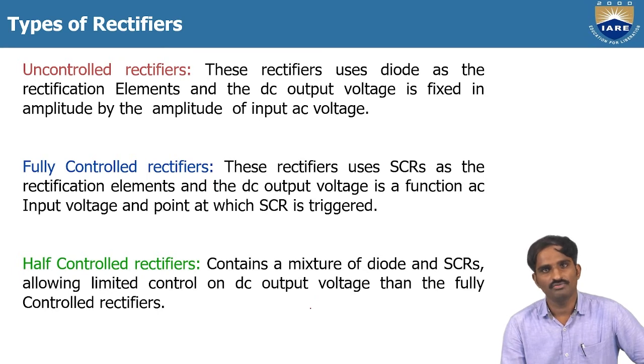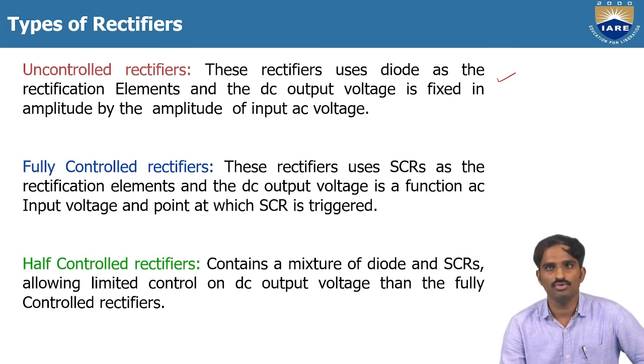Based on what parameter are we classifying these rectifiers? Based on the output, whether the output is controllable or not, or whether it is fully controlled or we can control only to some extent. So based on the controllability of the output, we are classifying three different types of rectifiers. In the case of the uncontrolled rectifier, the output is not a controllable DC voltage. We cannot control the output DC voltage.